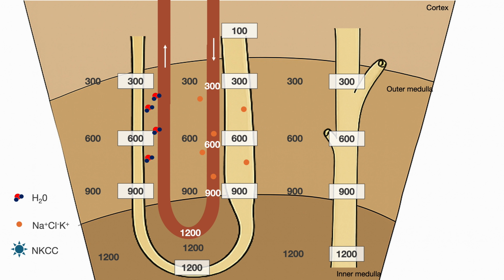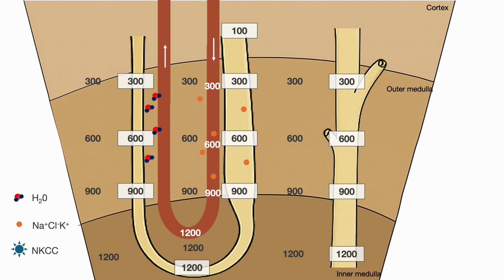Urea recycling is responsible for the remainder of the medullary concentration gradient, ensuring the inner medulla reaches an impressive concentration of 1200 milliosms per liter. Again, this is an important process that enables the kidney to concentrate the urine in periods of high serum osmolality or states of low effective arterial blood volume. We discuss this mechanism in the sodium and water chapter further.